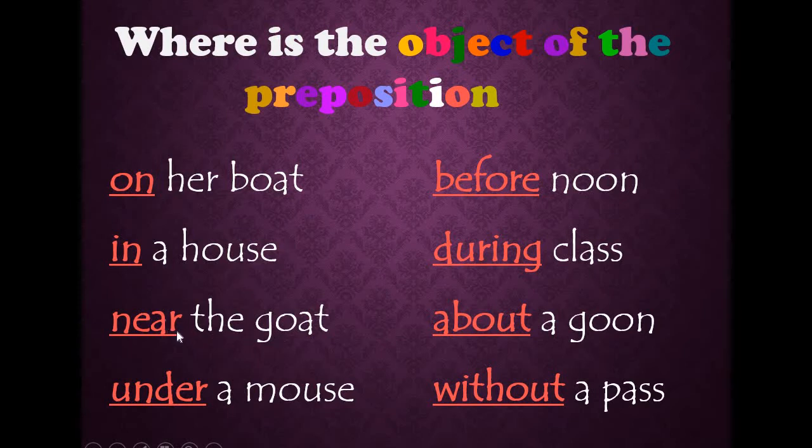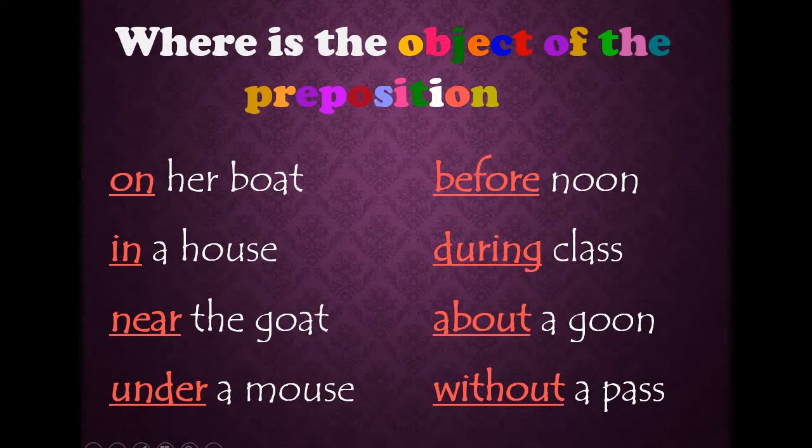Near the goat. Near is the preposition and goat is the object, or the thing or the person I'm talking about. Under a mouse. Under is a preposition. Mouse is the object of the preposition. Before noon. Before is a preposition. Noon is the object. During class. During is a preposition. Class is an object. About a goon. About is a preposition and goon is the object. Without a pass. Without is a preposition. Pass is the object.